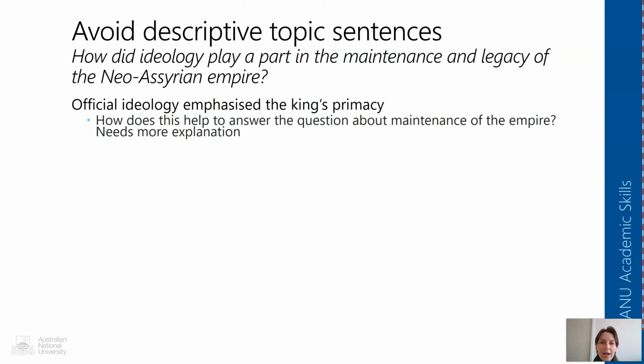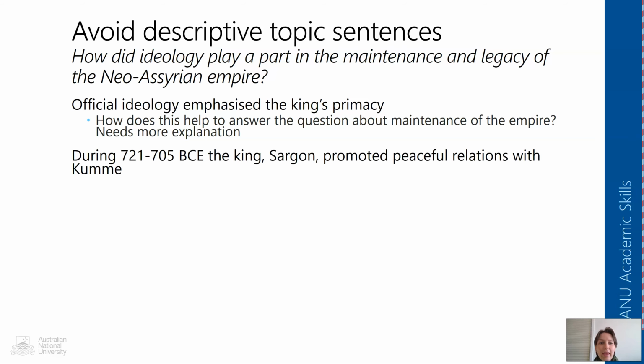So when you have topic sentences that just contain a fact, for instance, you need to go a step further. You need to show how that fact helps to explain how it answers the question. Let's take another one. During 721 to 705 BCE, the king Sargon promoted peaceful relations with Kume. Now that one is another very descriptive point. It would actually need a reference to back this up.